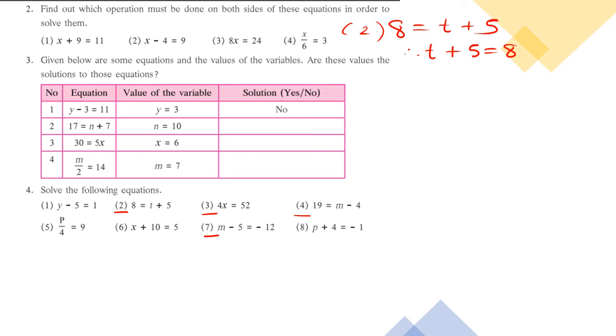Yes. So plus 5, take it to the other side, make t alone. What you get? t is equal to 8 minus 5. 8 minus 5, t is equal to 3. So this is the solution of the equation.